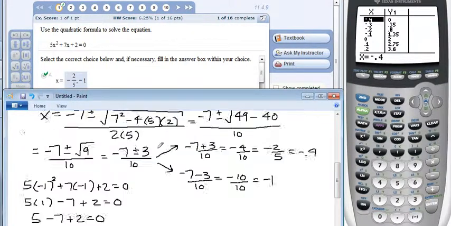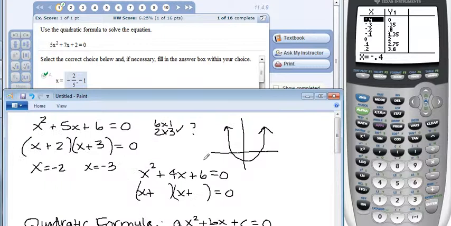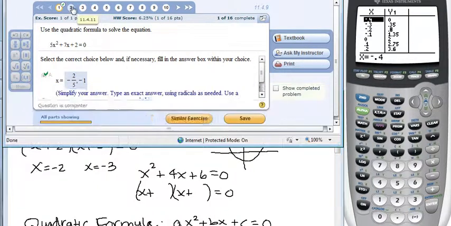So in a nutshell, this is what you want for every single quadratic. I mean, obviously if we had something like this, it's much, much quicker to factor and find your solutions, right? But sometimes we can't factor, so then we have to use the quadratic formula.